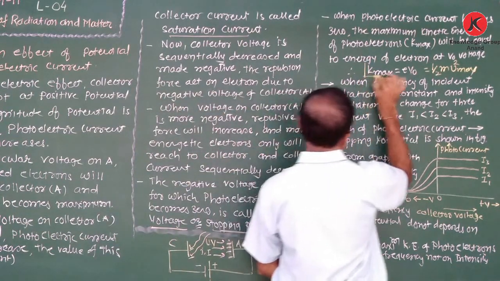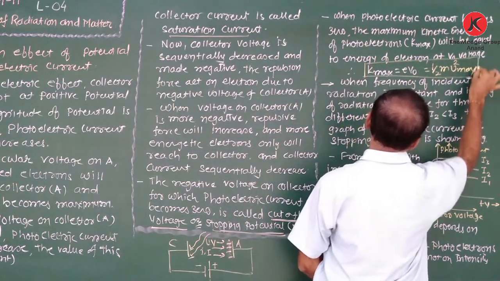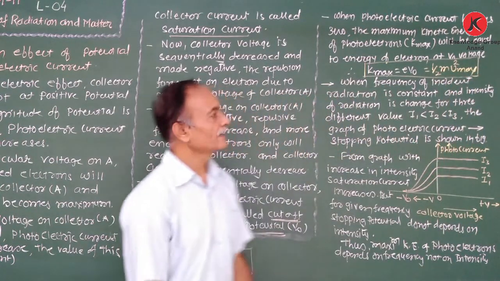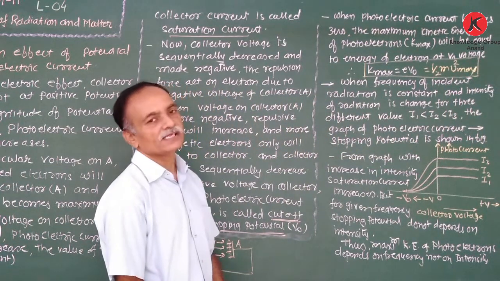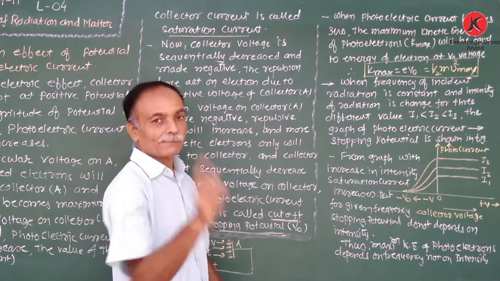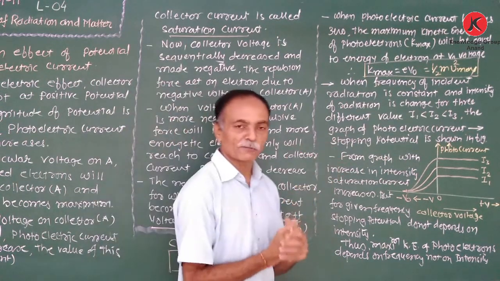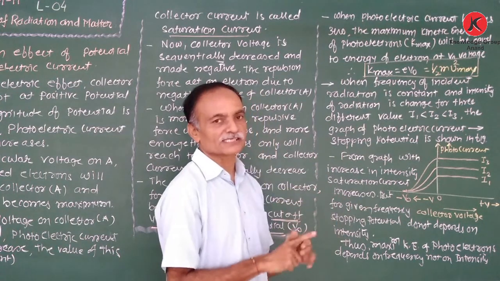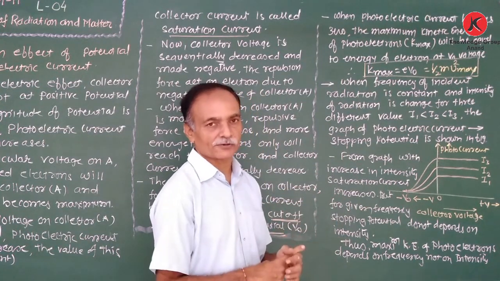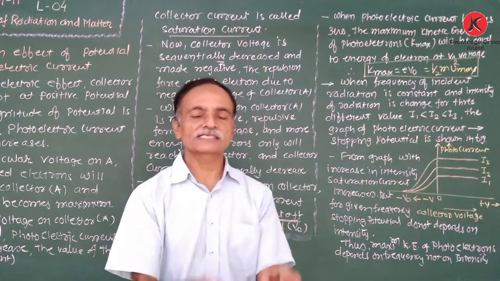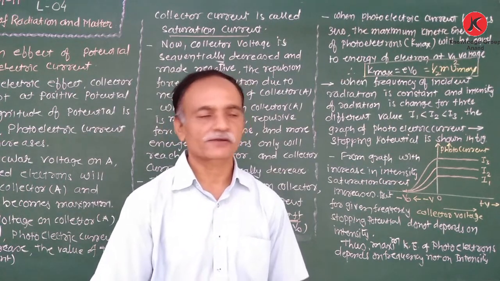So this is an important relation, frequently used in numericals: K maximum is equal to eV0. Why is the photoelectric current not flowing at maximum negative potential? Because at this potential, the energy of the electron is equal to the maximum kinetic energy of the photoelectrons.